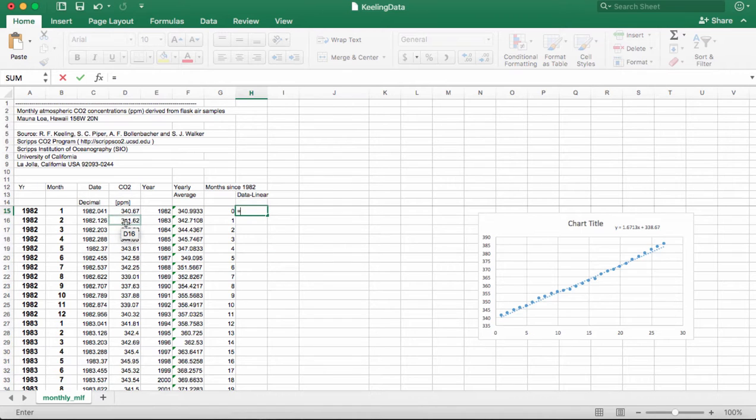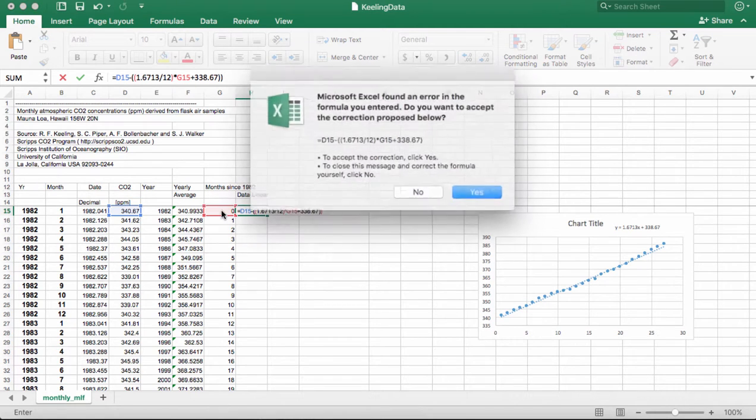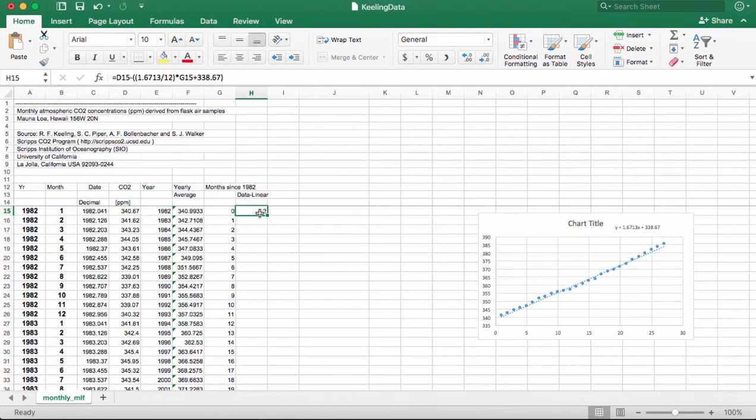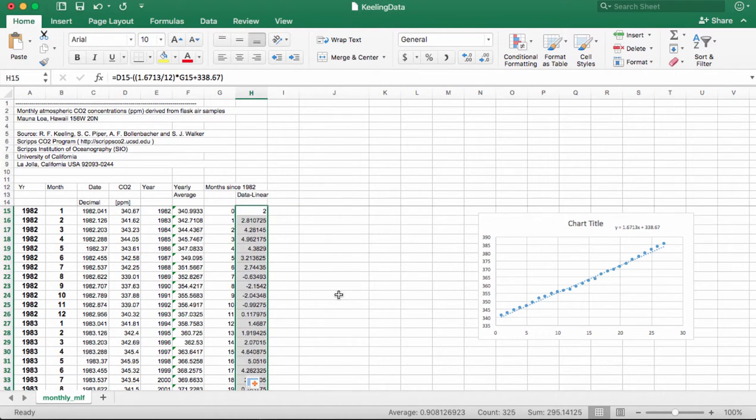So like I said, I'm going to take the monthly reading and subtract off the prediction from this line. So the line is going to be, let's see, 1.6713 over 12 to scale for months times time in months, and then plus that 338.67 and hit enter. Yeah, that looks good. Thank you, Excel. And then I double click to put that all the way down for all of my data.